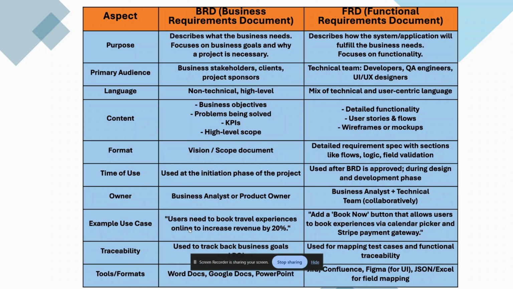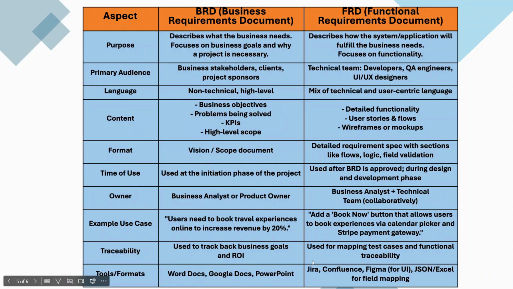But in FRD, the developer has to understand what exactly they need in the product, how the user journey will behave. So we need to add a book button that allows the user to book experiences via calendar and Stripe payment gateway. And post that, it should go to the payment gateway for payment booking. This way the FRD document is prepared.